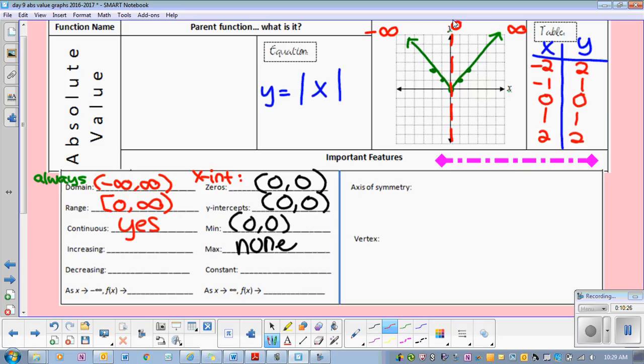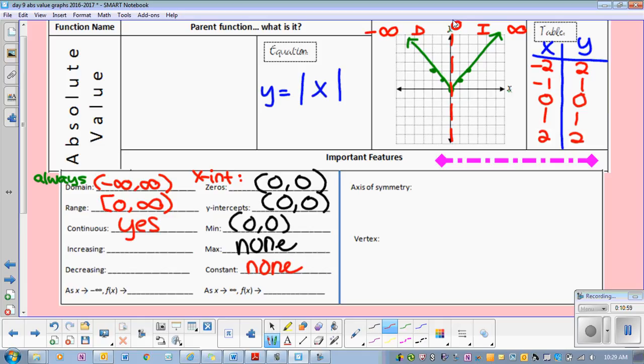So tell me, what is it doing from negative infinity to 0? Going down. Good. It's decreasing. What's it doing from 0 to infinity? Increasing. Is there any place on this graph where it goes constant? No. So for constant, let's write none. And that's another one of those, your absolute value never has a constant interval, okay?